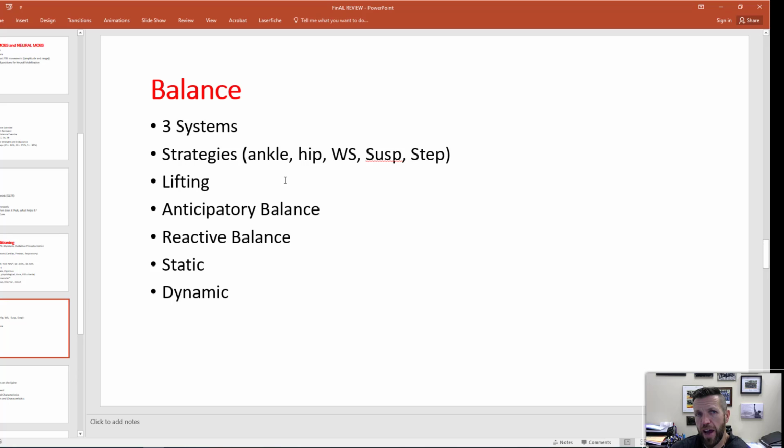What about strategies? Well, the strategies were ankle, hip, weight shift, suspension, and stepping. And so those were things that we would do depending on a perturbation, how we would adjust and regain balance. So let's kind of remember what those are. Let's remember kind of the way the muscles will have to contract.